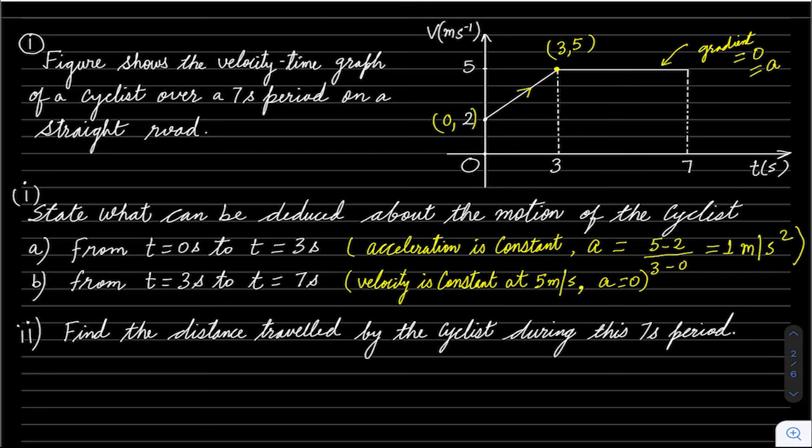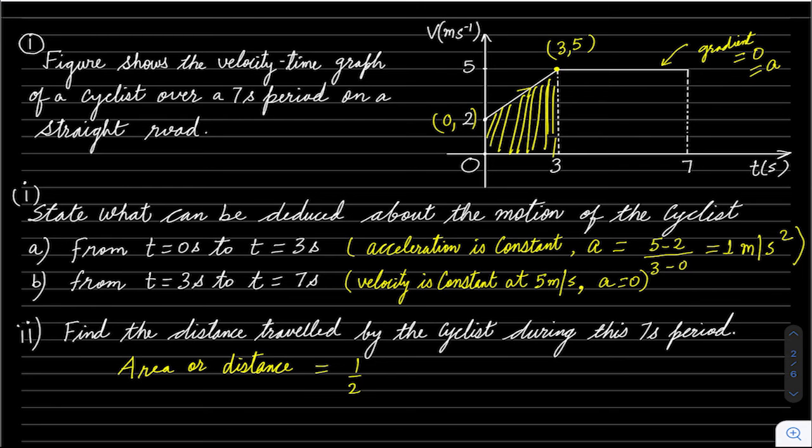Next question. Find the distance traveled by the cyclist during the 7-second period. We need to find the distance traveled from 0 to 7 seconds, so basically what we will find is the area under the total graph. First, let's find this area. The first area is a trapezium from 0 to 3 seconds. What's the area of the trapezium?